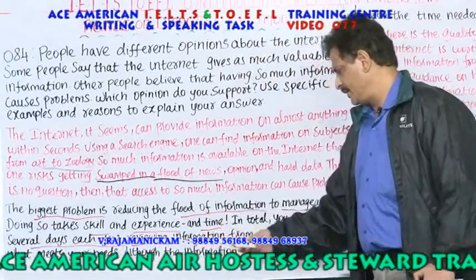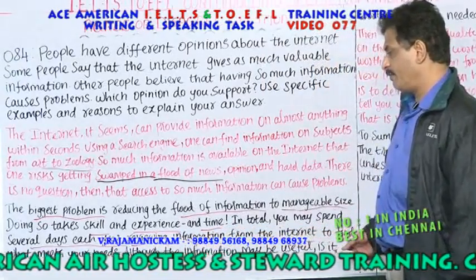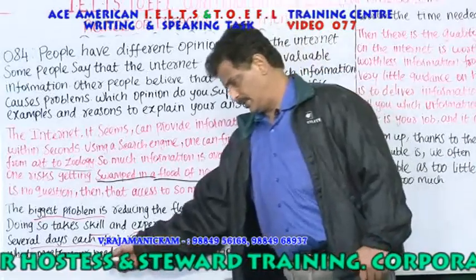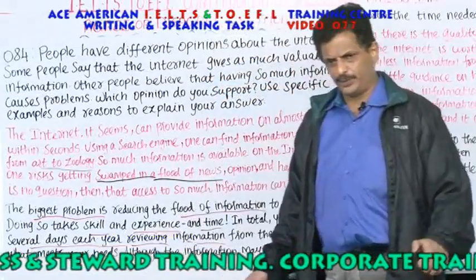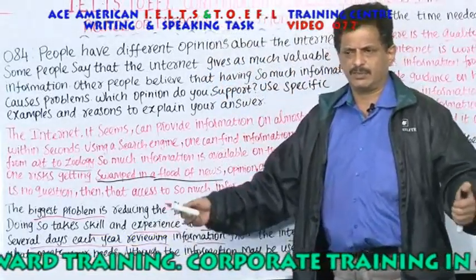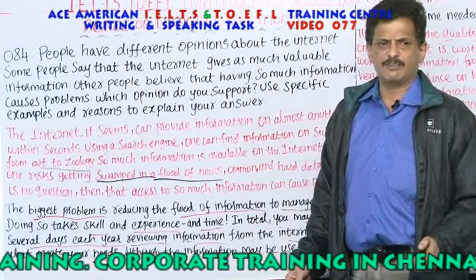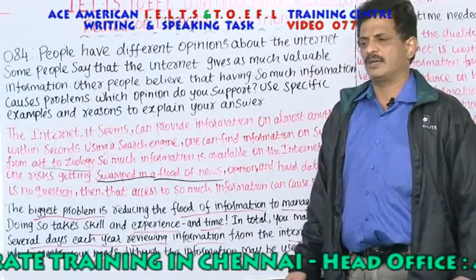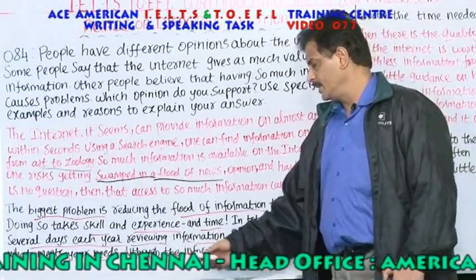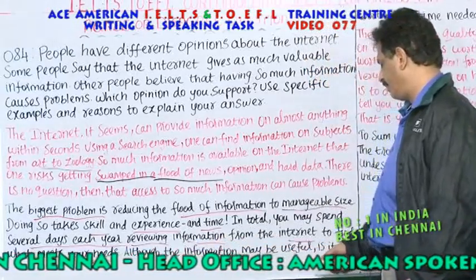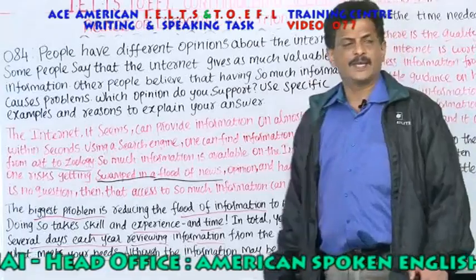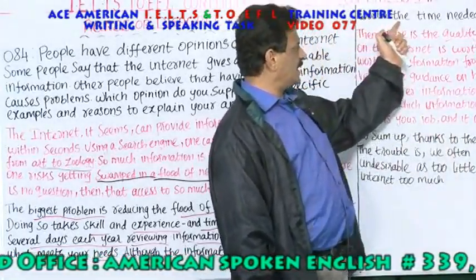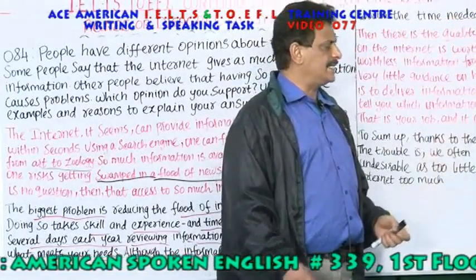Doing so takes skill and experience. So you need to have the skill or experience, or you may be misguided. Three things are important: skill, experience, and time to control the information. In total, you may spend several days each year reviewing.